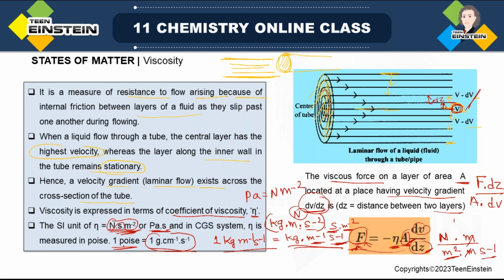So in this way we can understand what the unit of poise, eta is. But when you use CGS, then it is 1 poise, because it is difficult to write this large unit, so simply you can write poise.